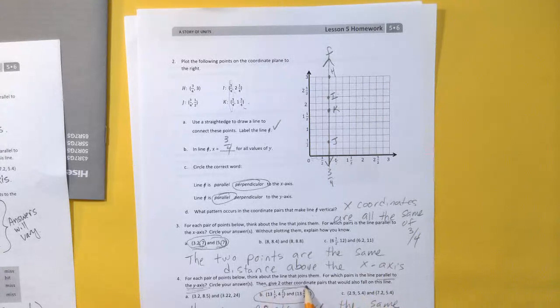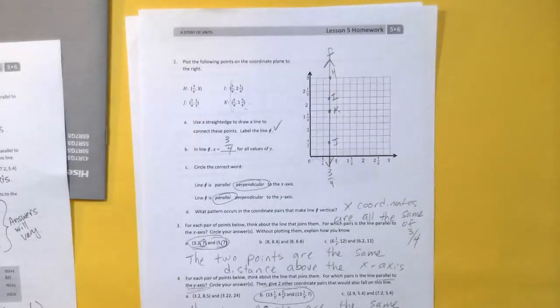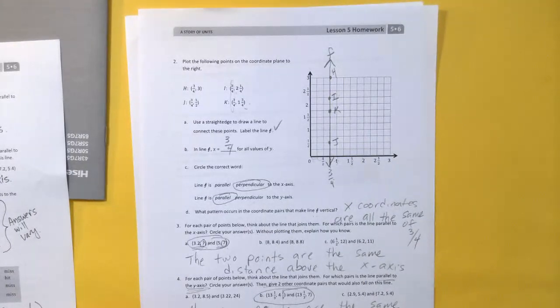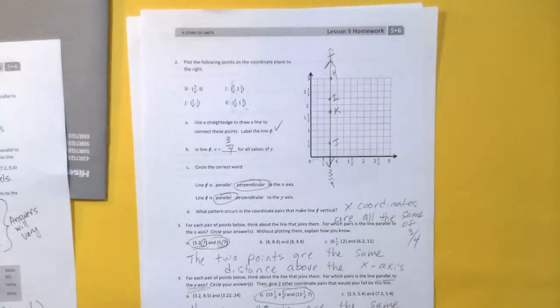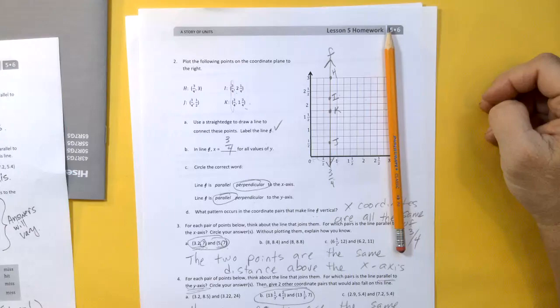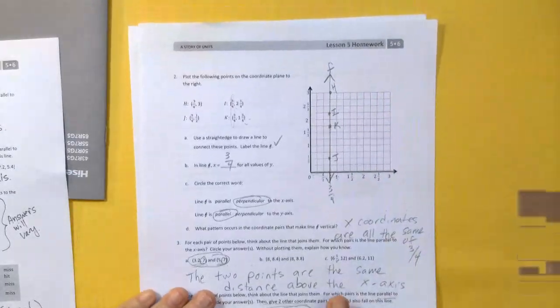Okay, and then give 2 other coordinate pairs. Well, you name it. 13, 8. 13 1/3, 100. Whatever, as long as this x-axis tells us that we're 13 1/3 away from the y-axis. Okay?